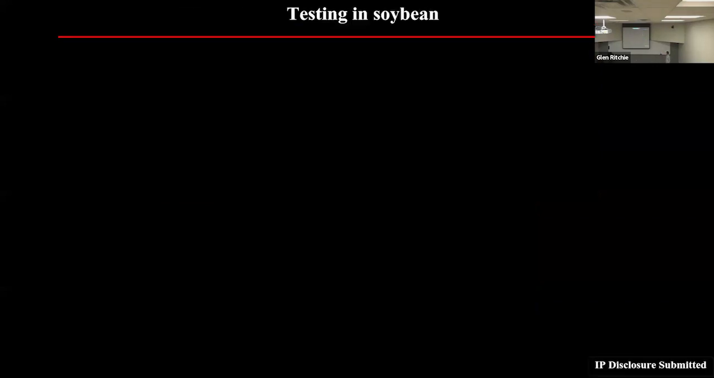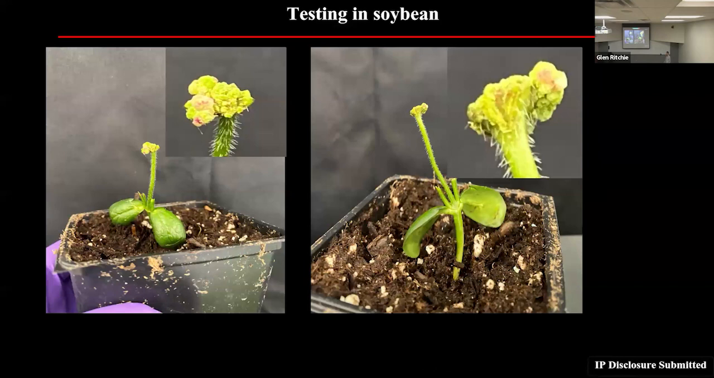Next, I was testing this in soybean. I'm still testing it in soybean. So far, I haven't been able to get any regeneration in soybean, but you can see the differentiation of the cells here. There's a huge callus formation, and some of the transgenic callus also, as you can see there, the red callus. But I haven't yet seen a transgenic plant regenerated from the site of injection.